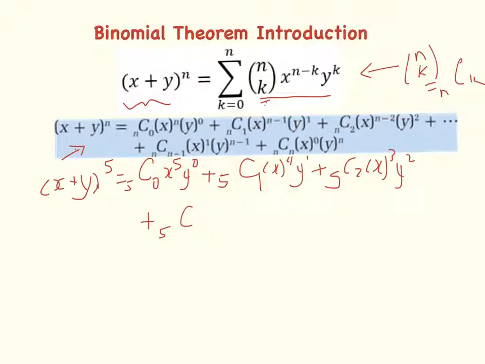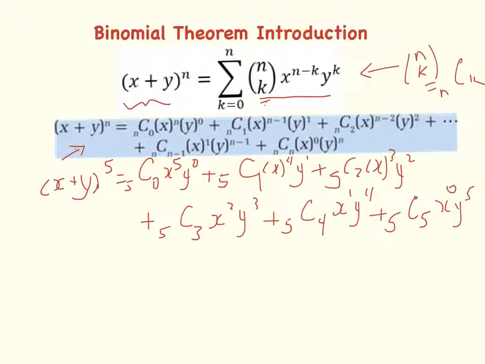5 choose 3 x squared y cubed, plus 5 choose 4 x to the 1 y to the 4, plus lastly 5 choose 5 x to the 0 y to the 5.